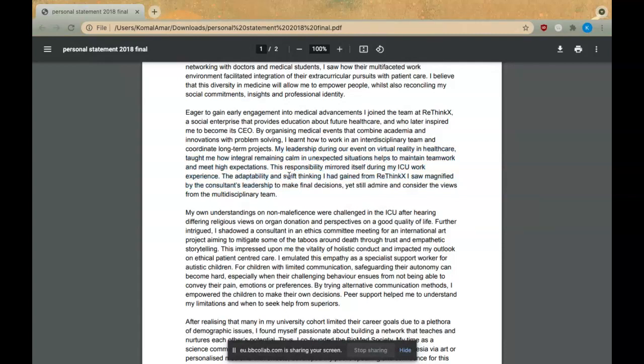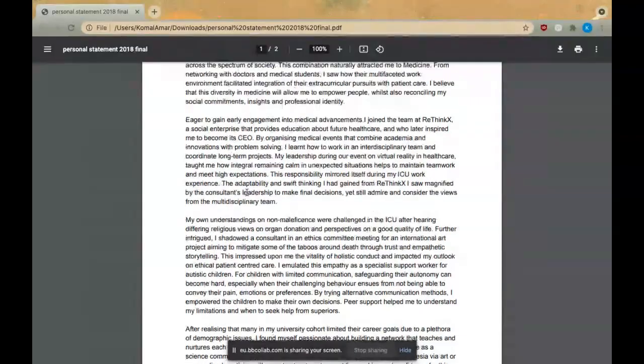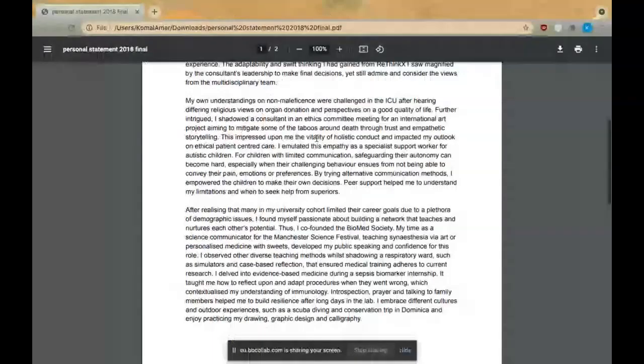Then I talked about my work experience here as well. The consultant I saw, I admired the fact that they were working really well in a multidisciplinary team, and their leadership, they had swift thinking and adaptability clearly. And it goes on. I've done it in other places as well.